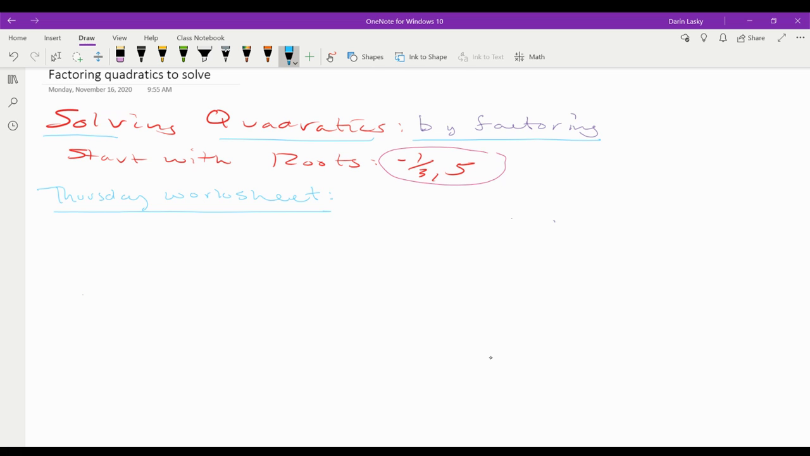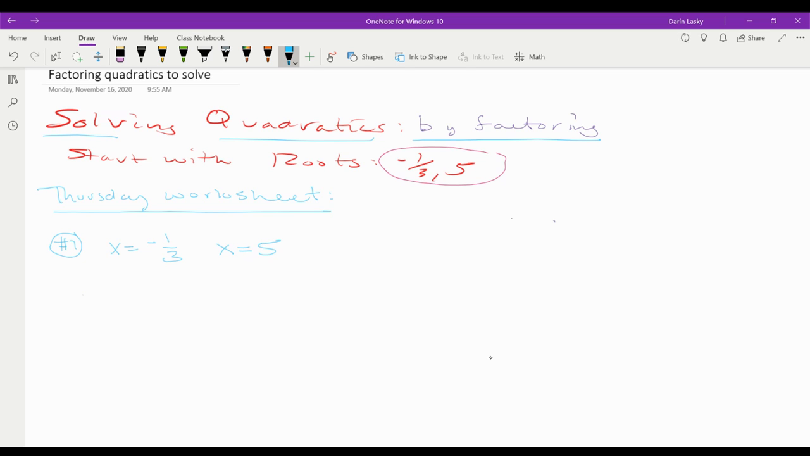So our Thursday worksheet is going to talk about quadratics, and they're going to start with giving you roots. If we take this one, this is going to be like number 7. I'll just go ahead and do number 7 for you guys. They give us these roots: -1/3 and 5. So if they give us these roots, that means that x equals -1/3 and x equals 5.